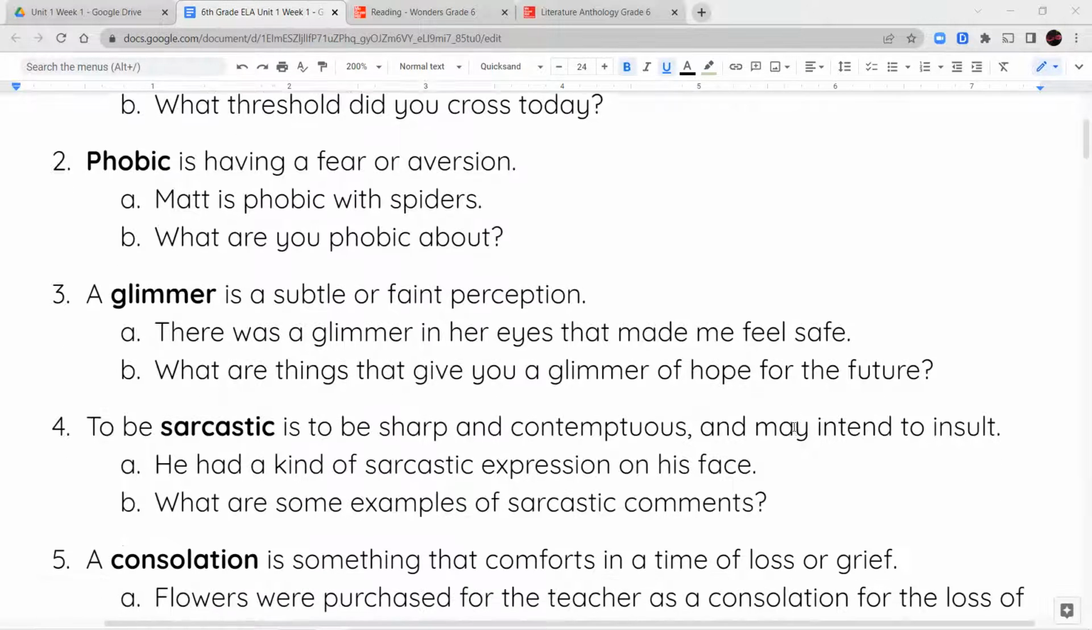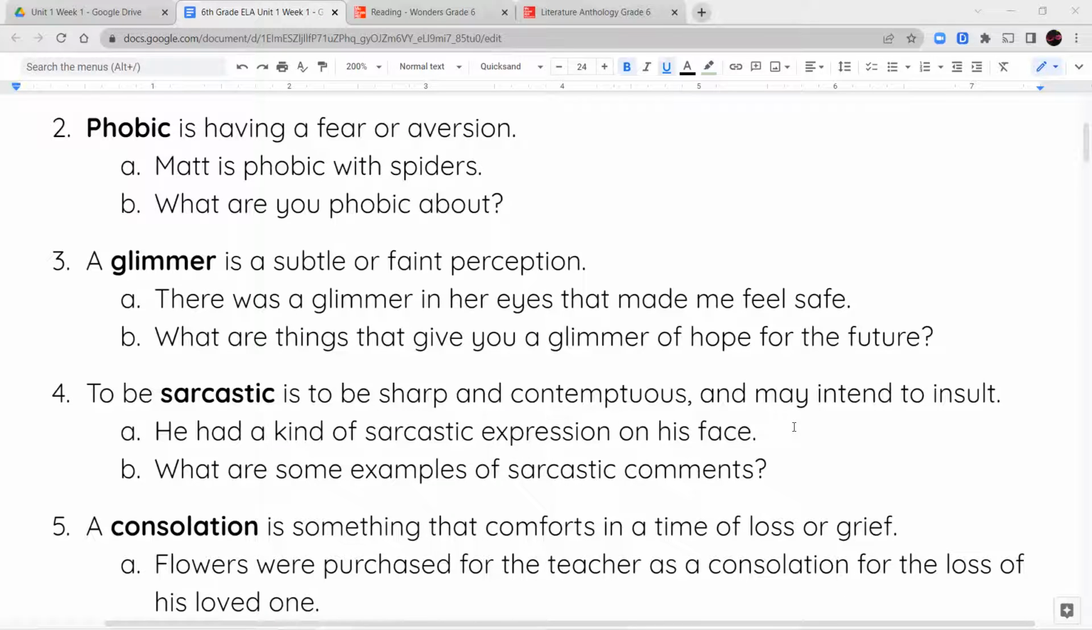Our next word is the word phobic. Phobic means you have a fear of something. There's something that you want to avoid, something you really don't like, you're afraid of, you don't want anything to do with it. So Matt is phobic with spiders, so he's afraid of spiders.